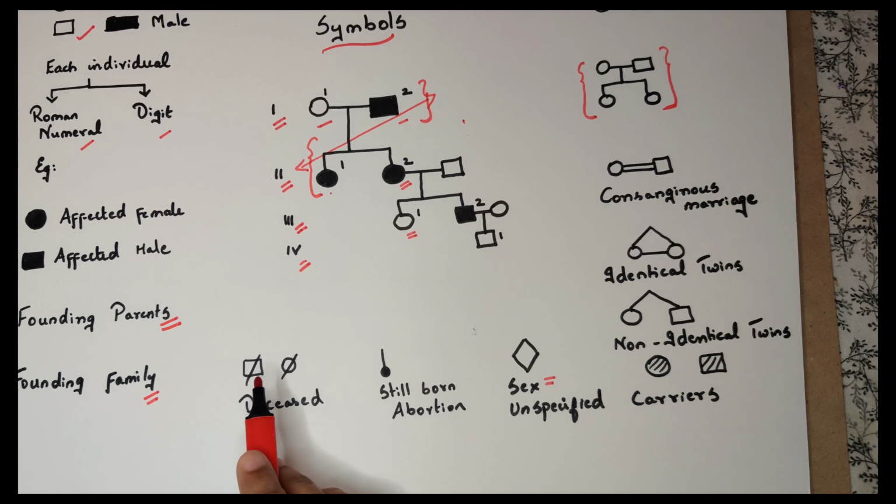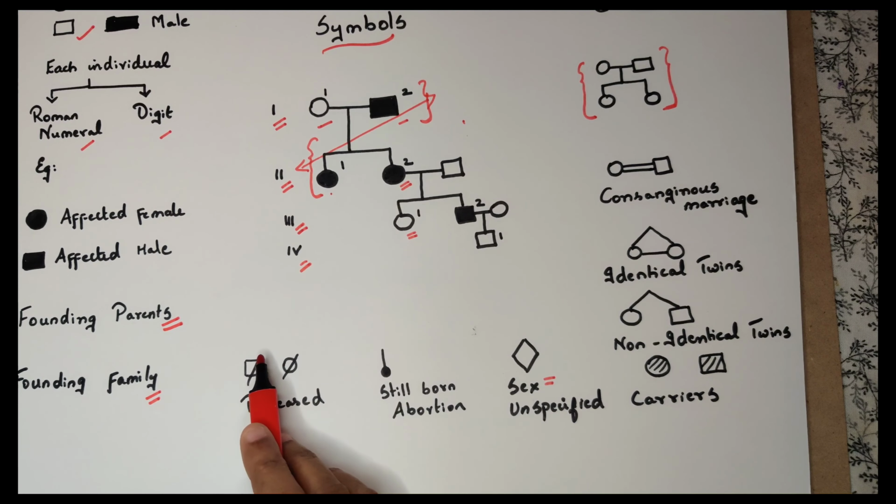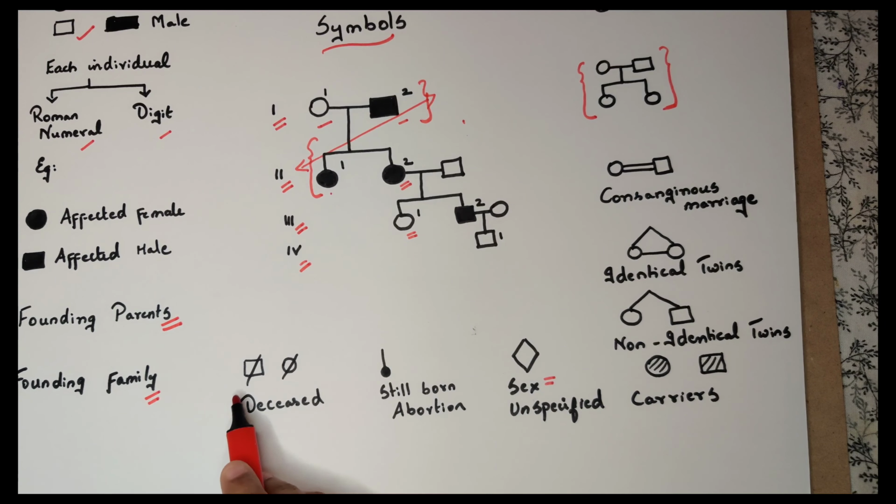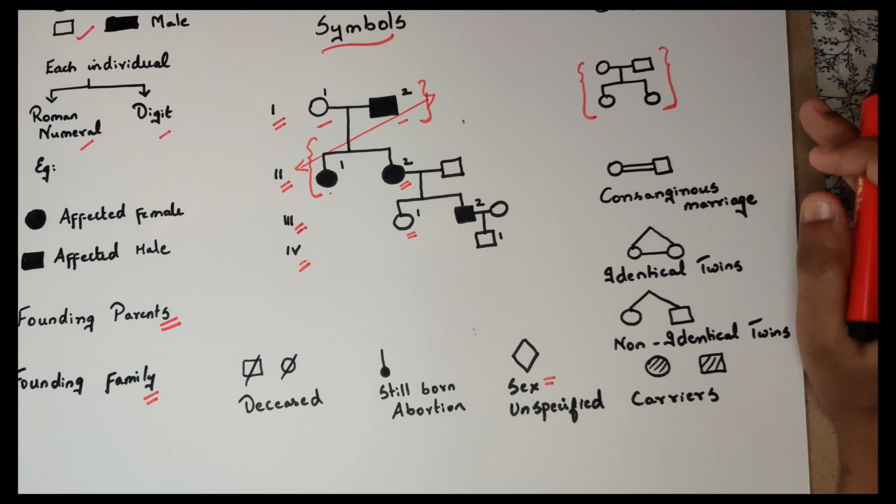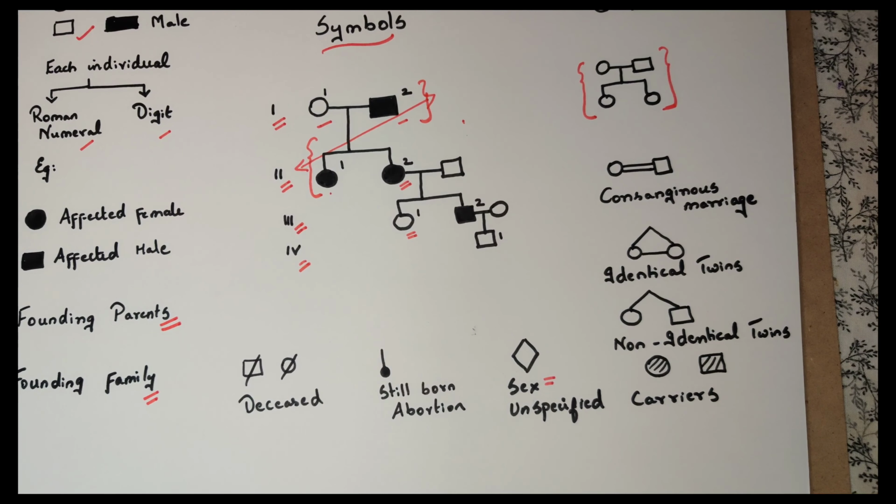And for a person who is deceased in the family, we can just mention it by drawing a line across the male or the female symbol. This means that the person is deceased. So these are the symbols that we are going to use in the entire pedigree analysis, beyond which there are no more such symbols. So with this, we will move on to the basics of how to draw a pedigree chart.